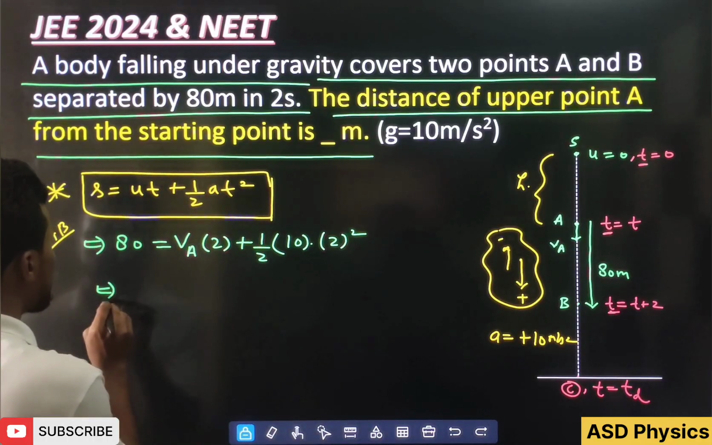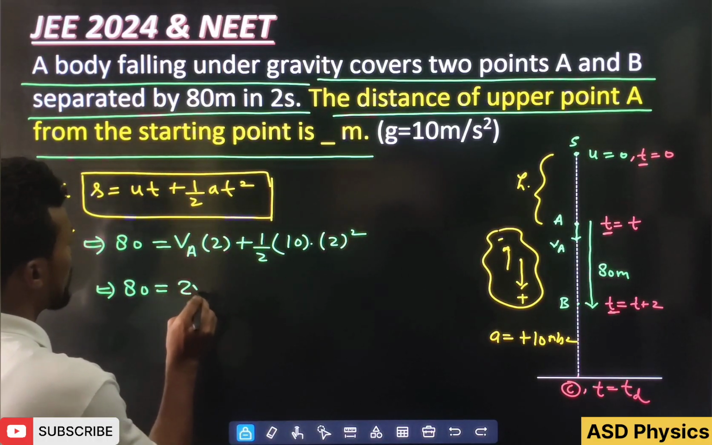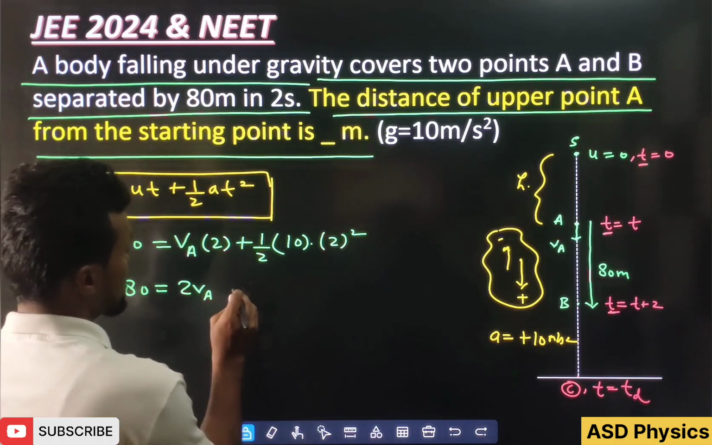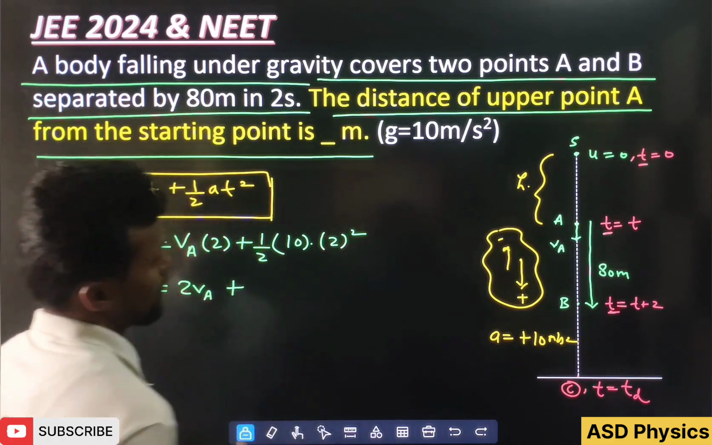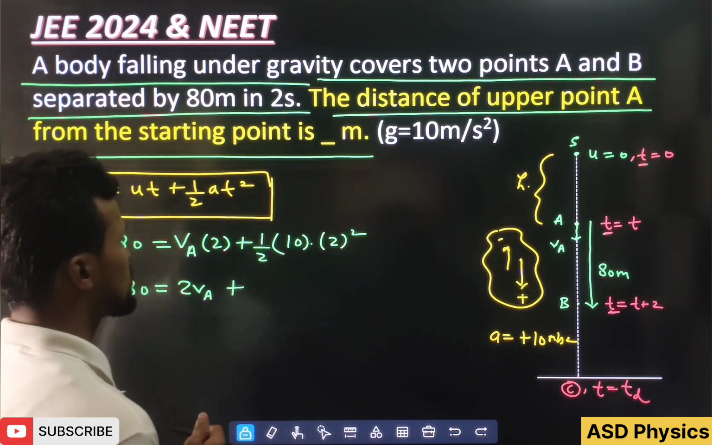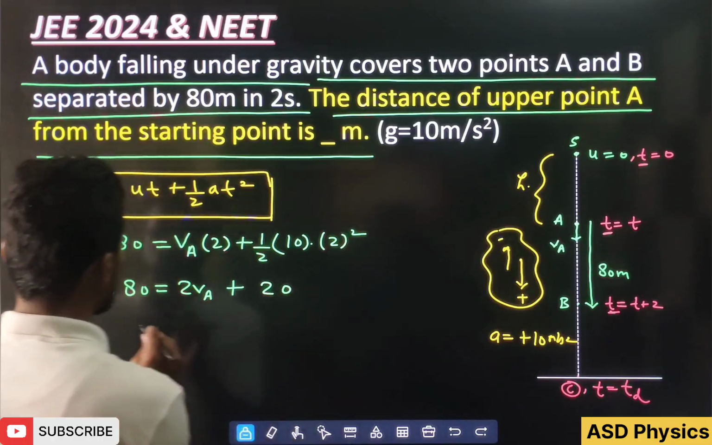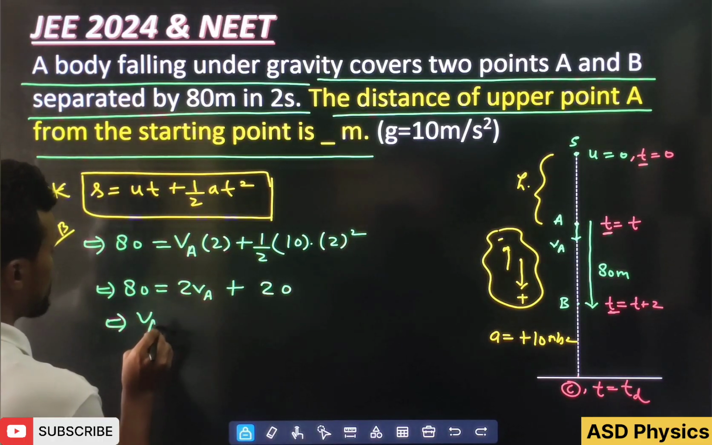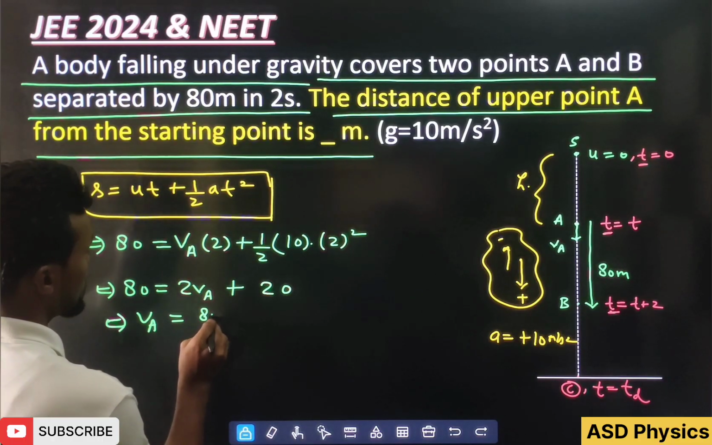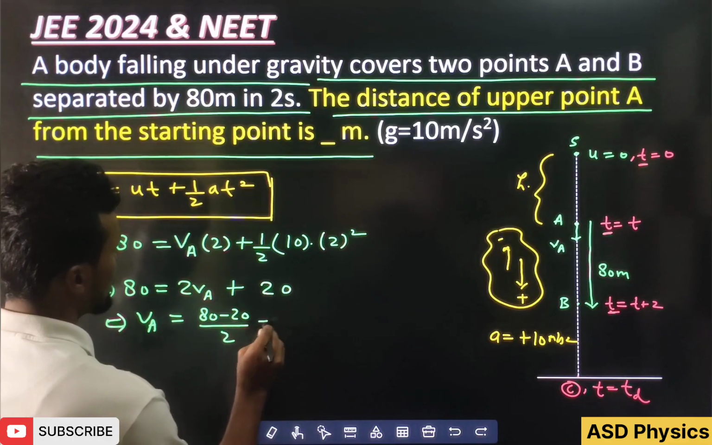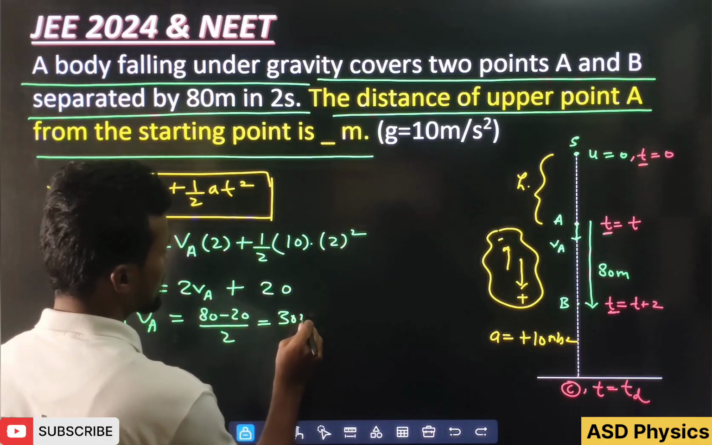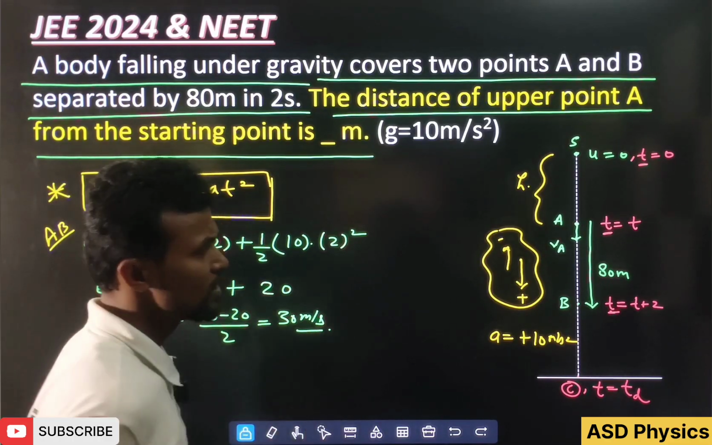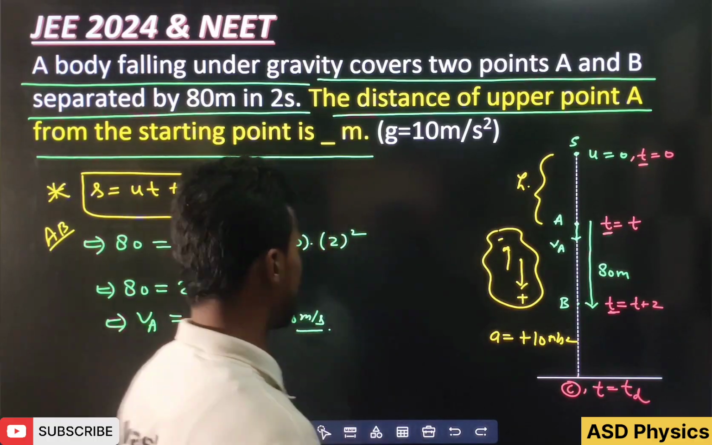That means students, we can write 80 equal to 2 VA plus, 2 square means 4 by 2 means 2, so 2 into 10, 20. So what VA will come here? 80 minus 20 by 2. So 80 minus 20 means 60 by 2. That means 30 meter per second. VA we have got 30 meter per second.